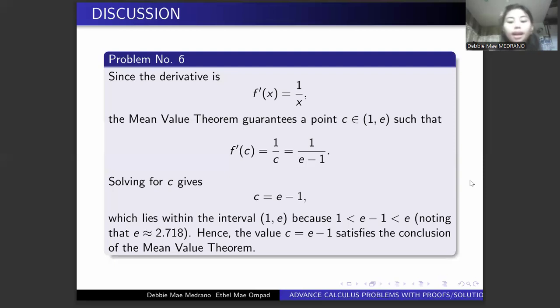So, yes, as you can see, e minus 1 actually lies inside the interval from 1 to e. So it follows that c is really e minus 1.